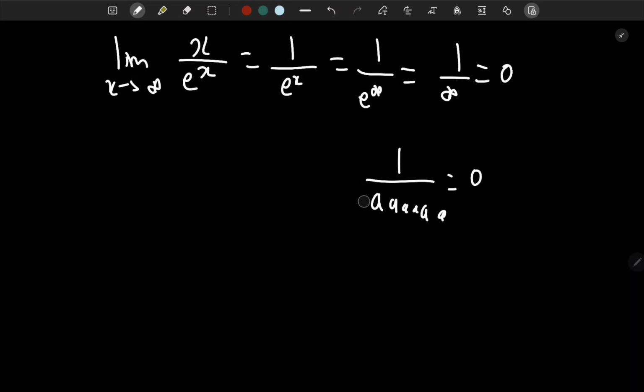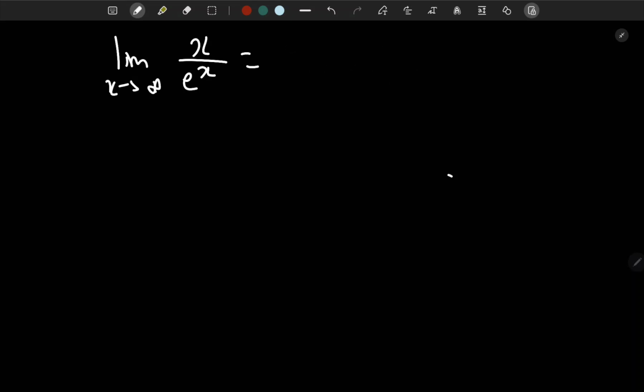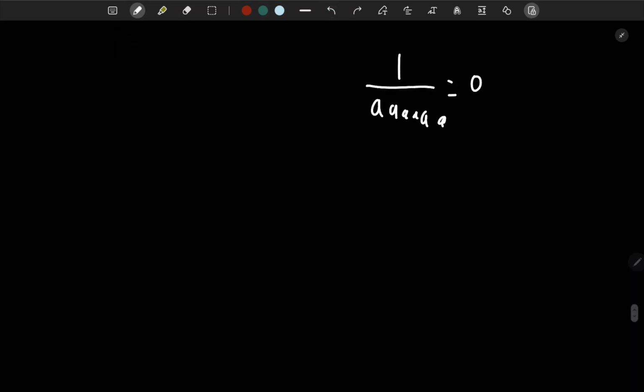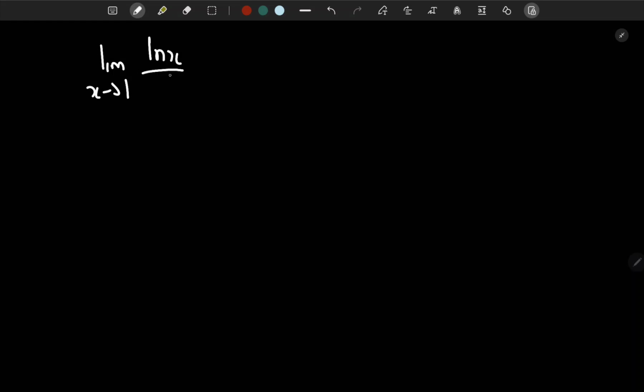Let's move on to our next question now. Or you know what, I'll leave this over here and I'll just scroll down. So we have limit x is approaching 1 this time, and we have ln x over x minus 1. Right away we can see that if we substitute x by 1 directly, we'll get ln 1 over 1 minus 1. ln 1 is 0, and 1 minus 1 is also 0. So we have one of the cases here.